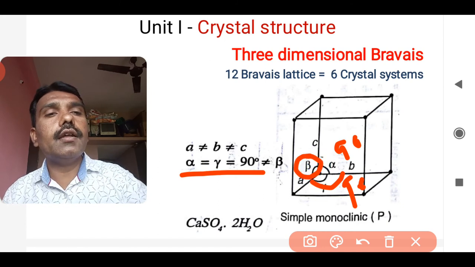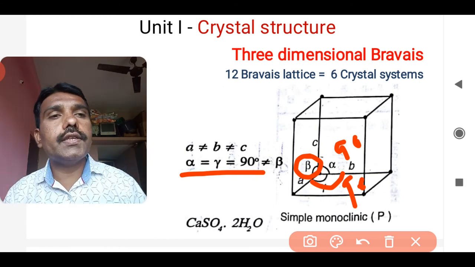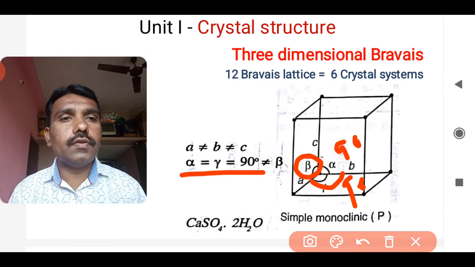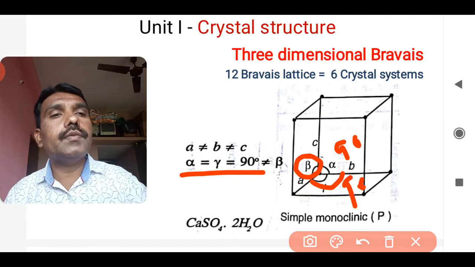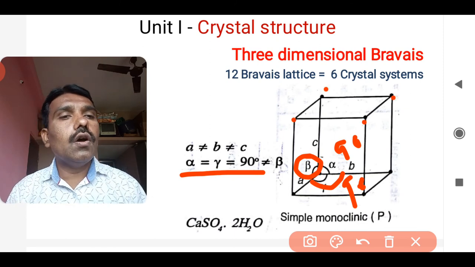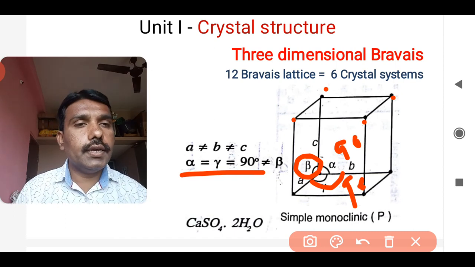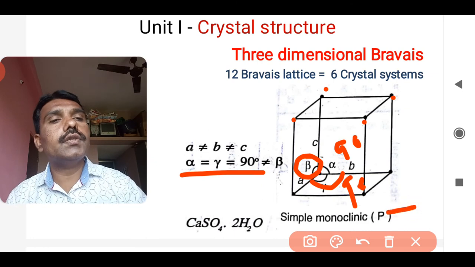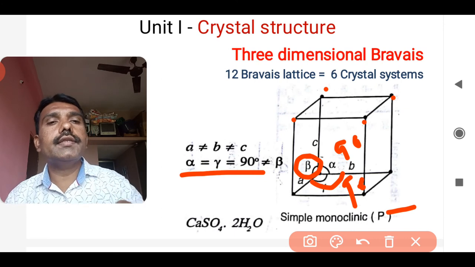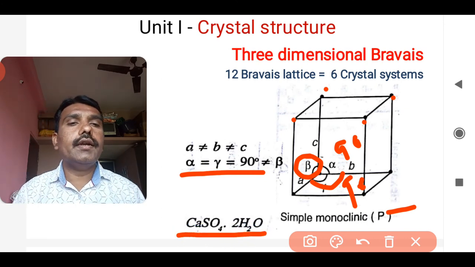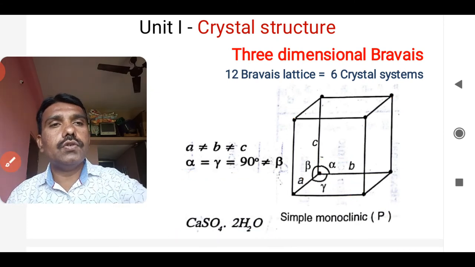This one is the beta angle, and the beta angle is between the vectors c and a. That is the difference as far as such crystal lattices, the 12th Bravais lattice, are concerned. It is the case where all the atoms are exactly on the corners of the cube, and that's why it is called a simple monoclinic. As far as the word simple comes, it is primitive, and that's why the notation is P. The example is CaSO4·2H2O, and this is the 12th Bravais lattice.